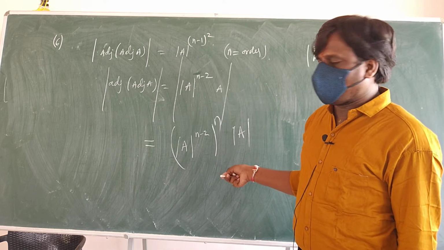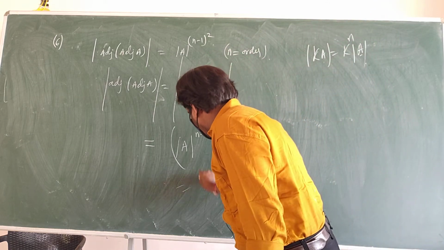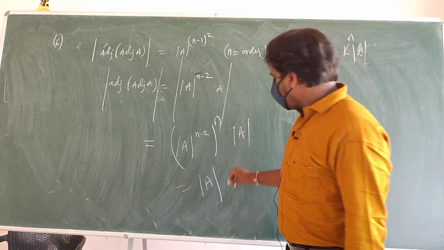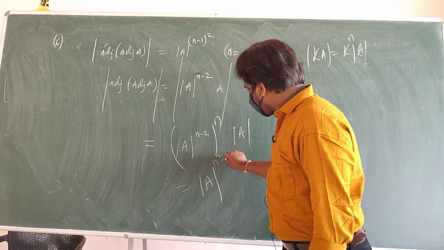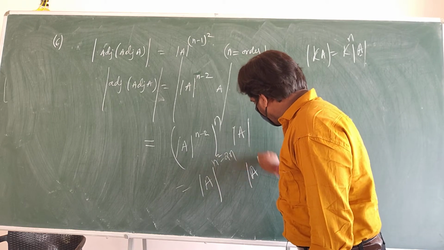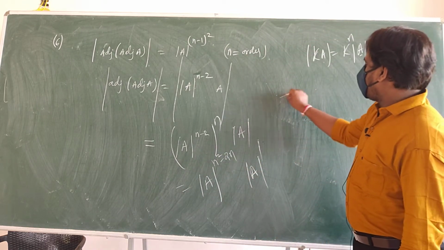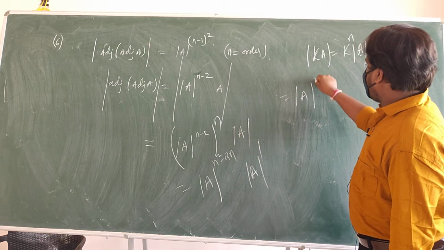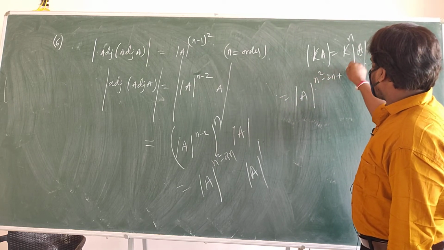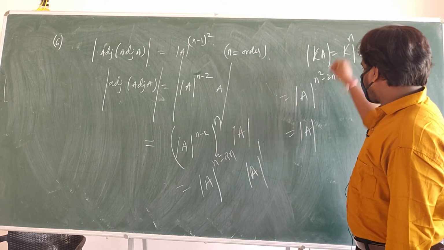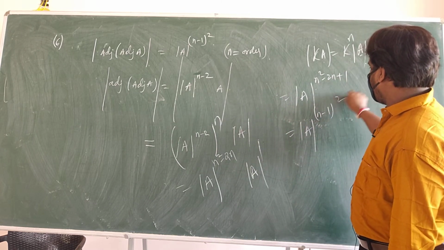Determinant of A to the power of... what do you get here? This into this, m into n. Tell me how much? n squared minus 2n into determinant of A, power how much? 1. So what do you get here? Determinant of A to the power n squared minus 2n plus 1. It means determinant of A raised to the power (n minus 1) whole squared.